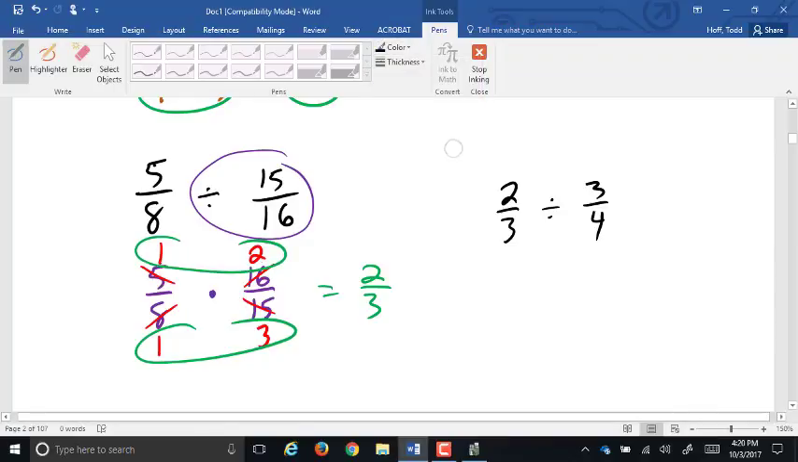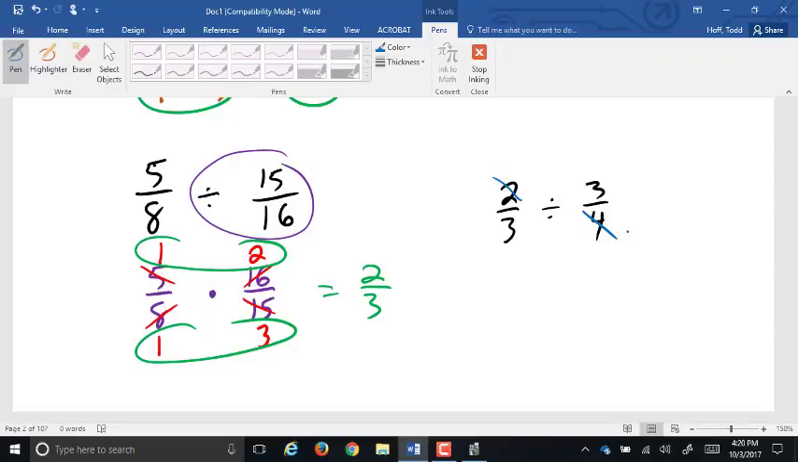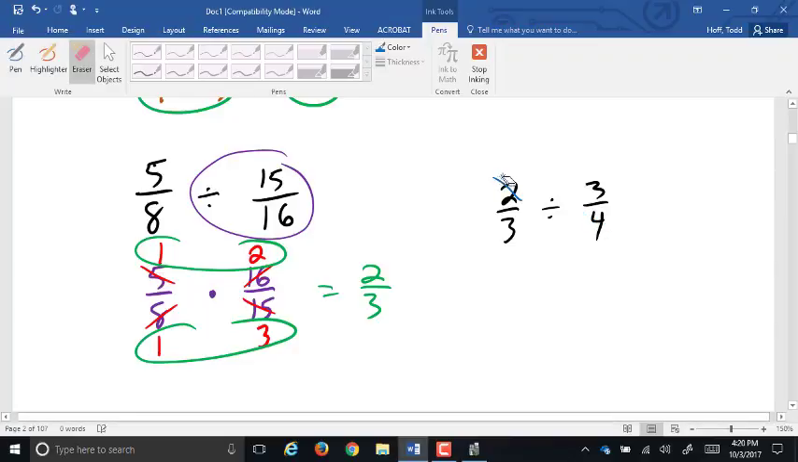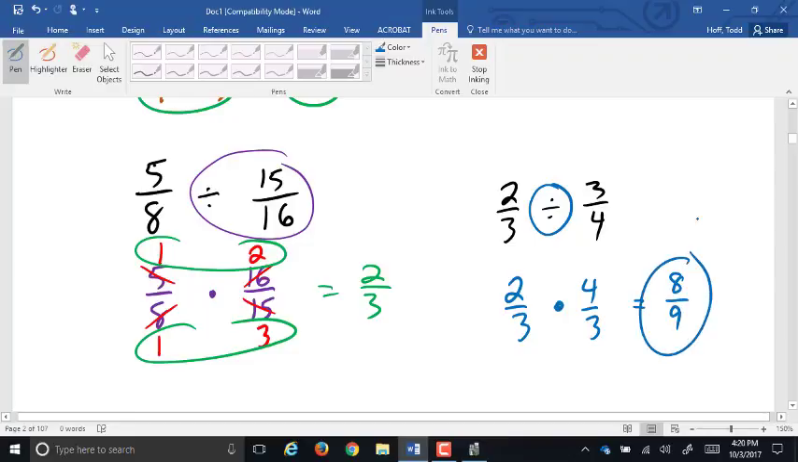Now, 2/3 divided by 3/4. Can I cross cancel my 2 and my 4? No, why not? Yeah, because right now it is still division. We can only cross cancel when it's multiplication. This has to become 2/3 times 4 over 3. Once it's multiplication, then we can cross cancel. Here, unfortunately, there's nothing that does cross cancel. We just get 8/9.